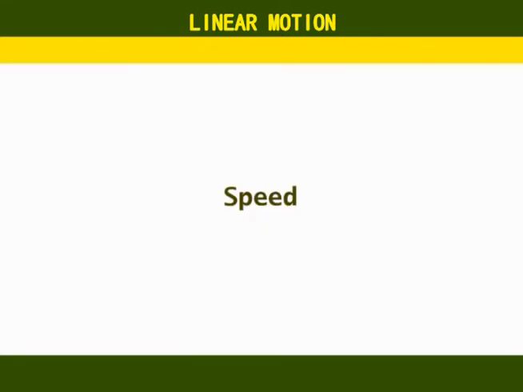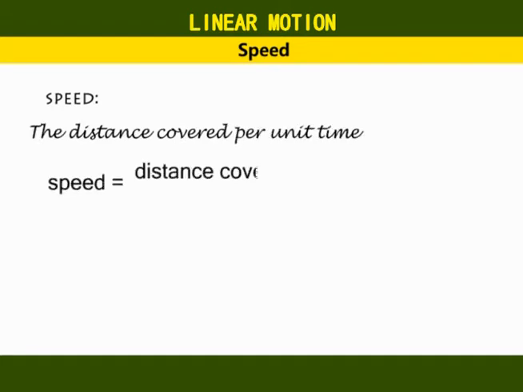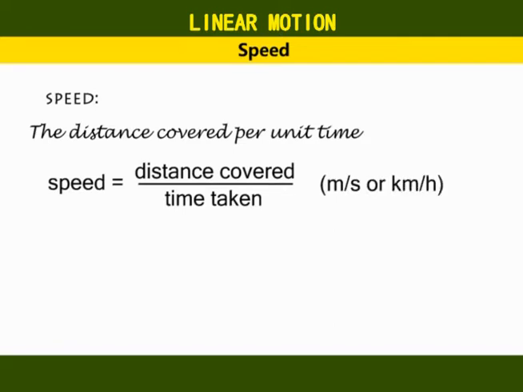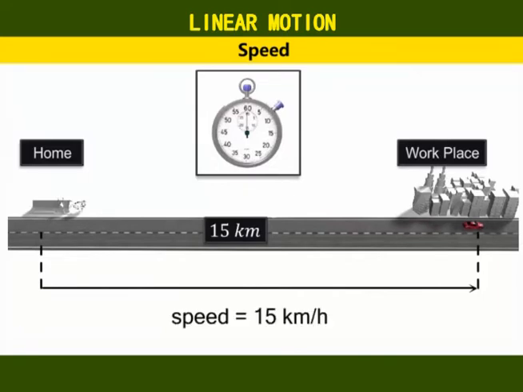Next, we look at speed. Speed is the distance covered per unit time. Mathematically, speed is equal to distance covered over time taken. The units are meters per second or kilometers per hour. This definition, however, only applies for an object moving uniformly over a period of time, but in most cases, this does not happen. For example, consider the man driving from his home to work a distance of 15 kilometers and takes 1 hour. If we calculate speed, we get 15 kilometers per hour.